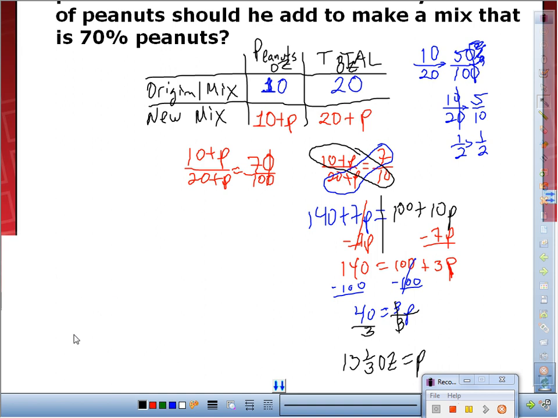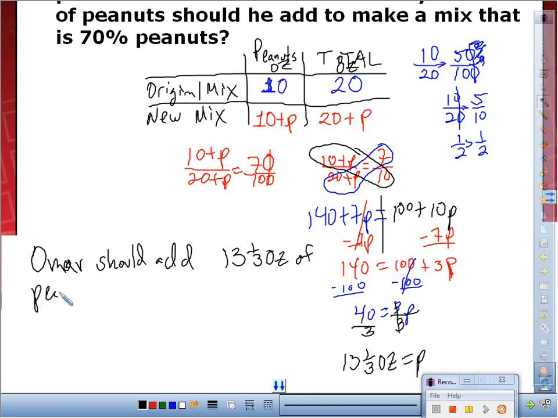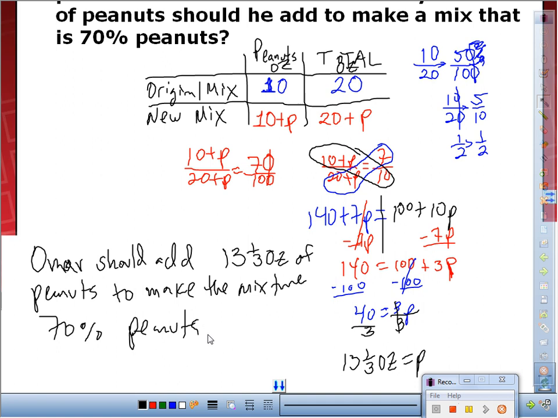So what would be our statement? Omar should add 13 and 1/3 ounces of peanuts to make the mixture 70% peanuts. Thank you.